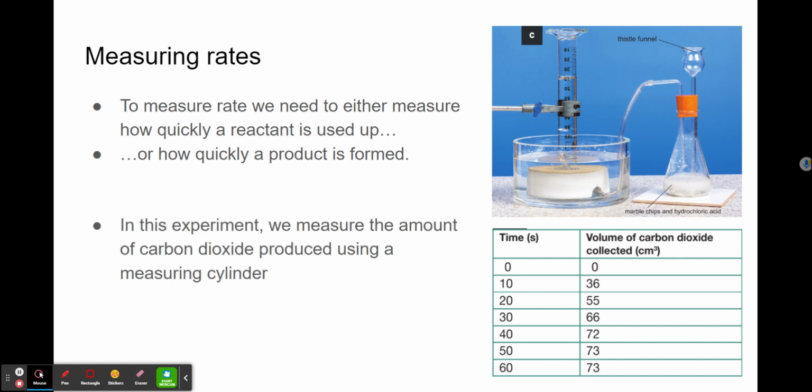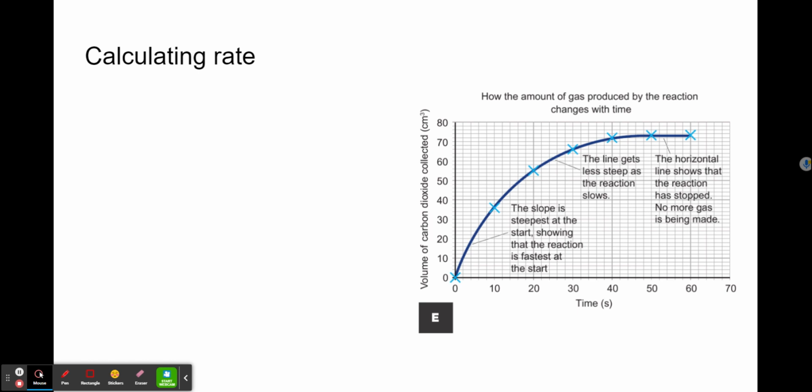And we've got the results here. The results of the experiment show that over time, every 10 seconds, we've monitored the volume of carbon dioxide that's being collected from the measuring cylinder. We can plot those results in a graph, and we would get something like this for that experiment. We've got the blue line, you can see the crosses on there are the measurements that we took, and then we've drawn a line to join those up.